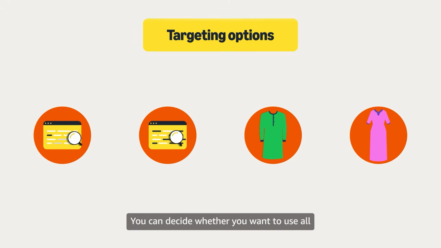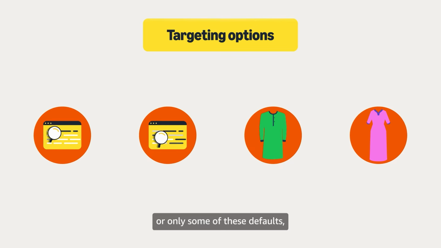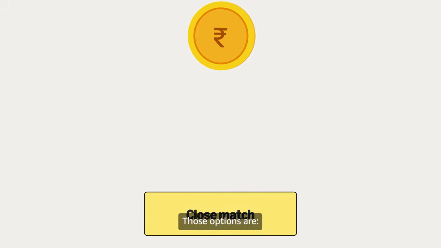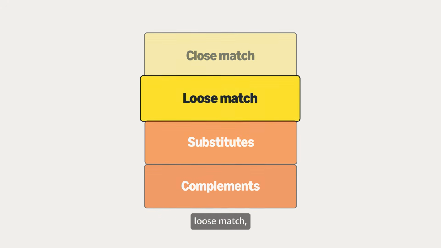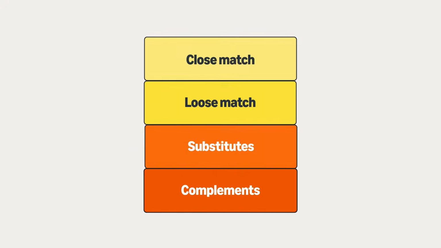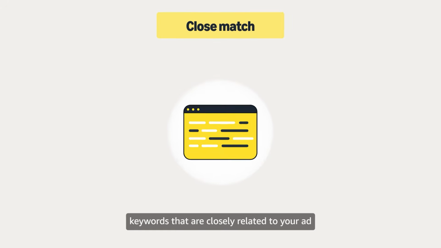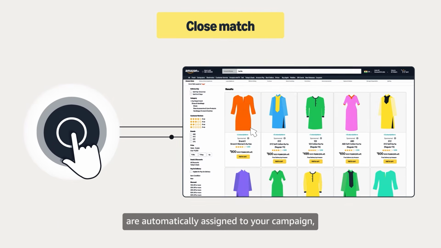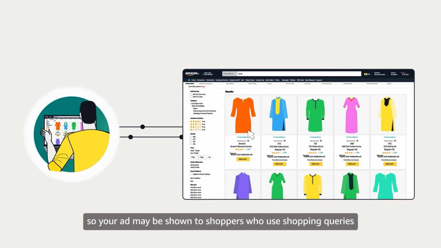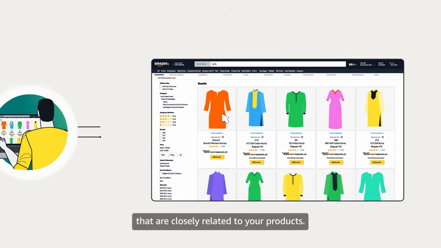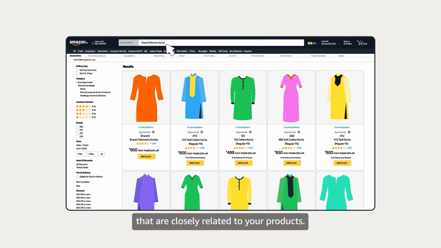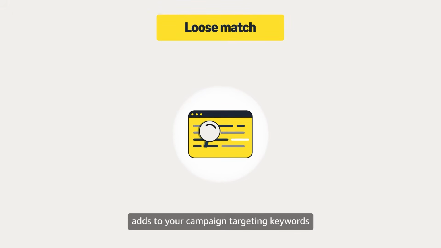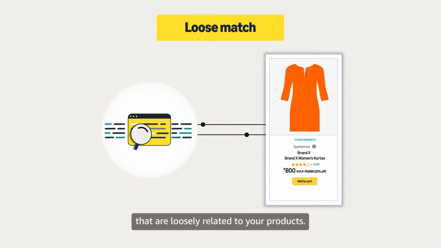You can decide whether you want to use all or only some of these defaults and how much you want to bid for them. Those options are close match, loose match, substitutes, and complements. With close match, keywords that are closely related to your ad are automatically assigned to your campaign. So, your ad may be shown to shoppers who use shopping queries that are closely related to your products. Loose match, on the other hand, adds to your campaign targeting keywords that are loosely related to your products.